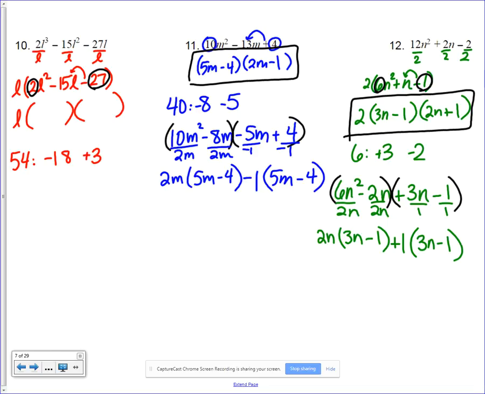All right, now I'm ready for my 4-term problem. Drop down the 2L squared. What am I going to put on this minus 18? What am I going to put on the plus 3? And then we're going to drop down that minus 27. Group them. What can you take out of the first group? 2 and L, which means that goes out front. What's left?